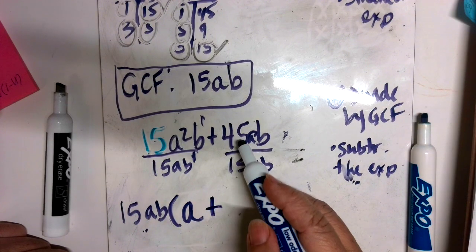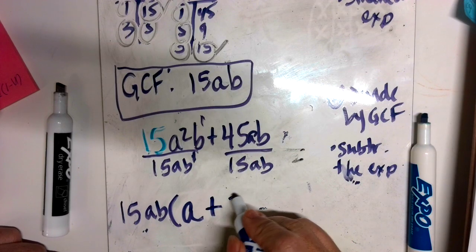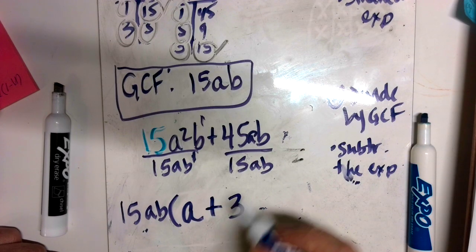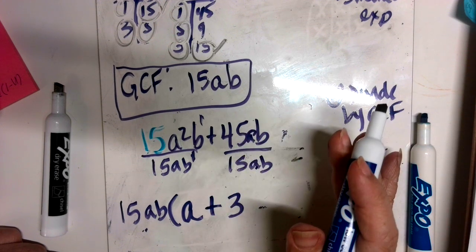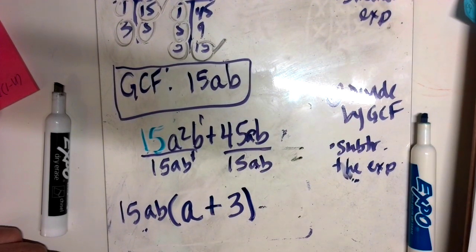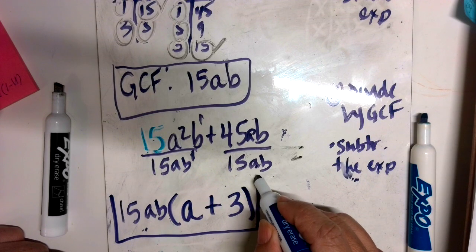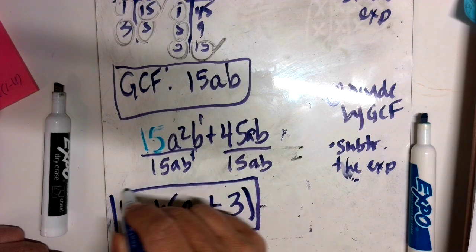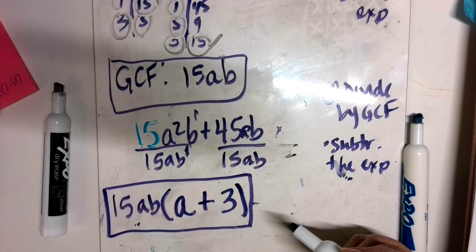Put the plus sign. Now I go to this side. 45 divided by 15 is 3. Then I look at the variables. A divided by A is 1, so I don't write anything. And B divided by B is 1, so I don't write anything. So that is your factored form. This is how we factored out the greatest common factor.